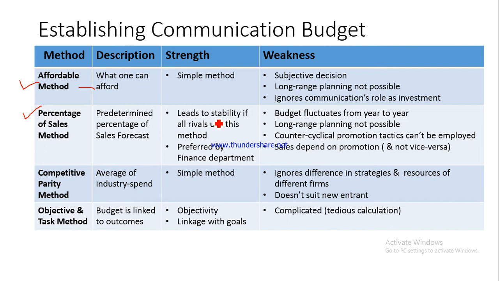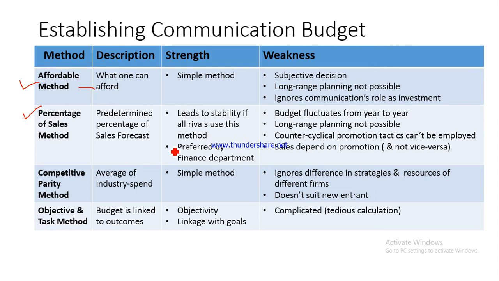So everybody is determined to preserve their own market share, and everybody else is deciding the communication campaign budget depending on how much they would be able to sell. So this would lead to stability in the market. There would not be very aggressive moves, aggressive communication campaigns by any of the market players. So that would lead to a stable kind of a market, if all the other rivals are using this method.